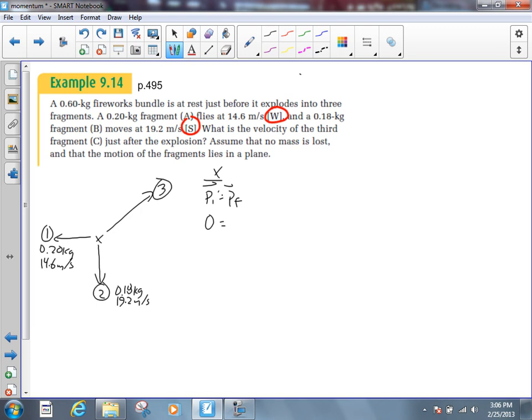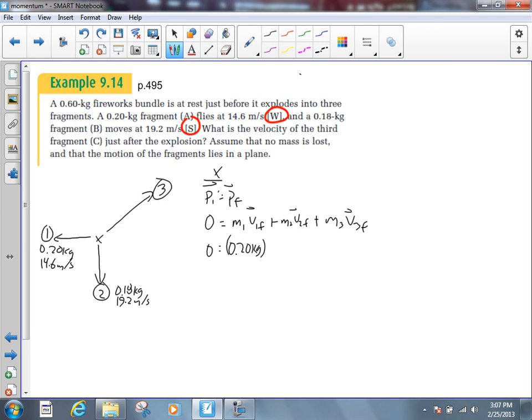Jared, what do we get afterwards? 3. M1 V1F plus M2 V2F plus M3 V3F. 3 objects, 3 terms. M1 has a mass of 0.20 kilograms. What's V1F? Remember, we're analyzing the x component here now, so we're covering up anything y. Covering up the object number 2 here. What's V1F? Have we covered that up?